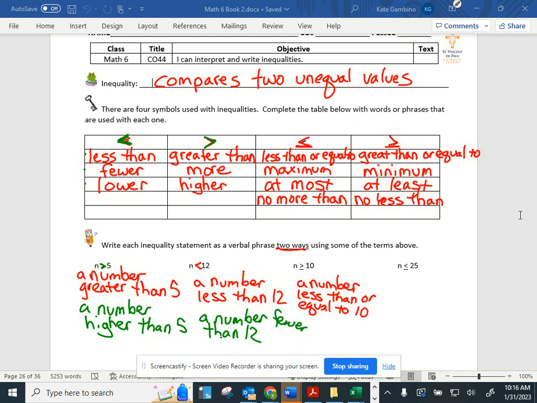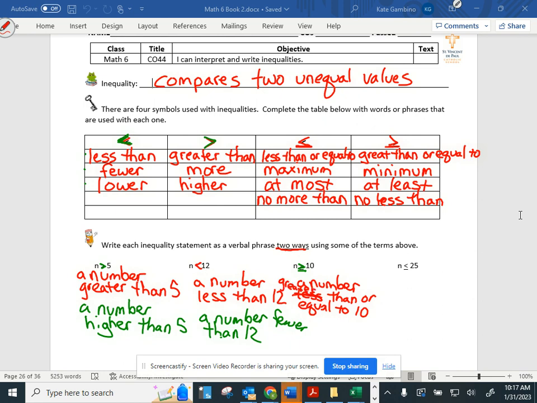What is another way we could say it? Nolan? A number at least 10. So, Olivia, let's look back at what you said. Look at our symbol here. Do we want less than or equal to? We're going to want the greater than or equal to. So a number greater than.